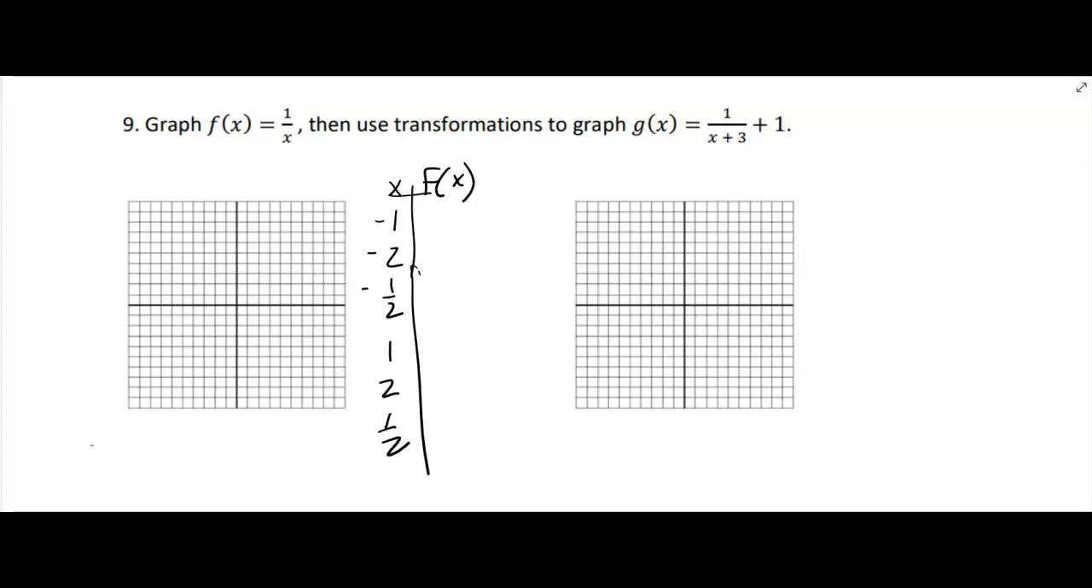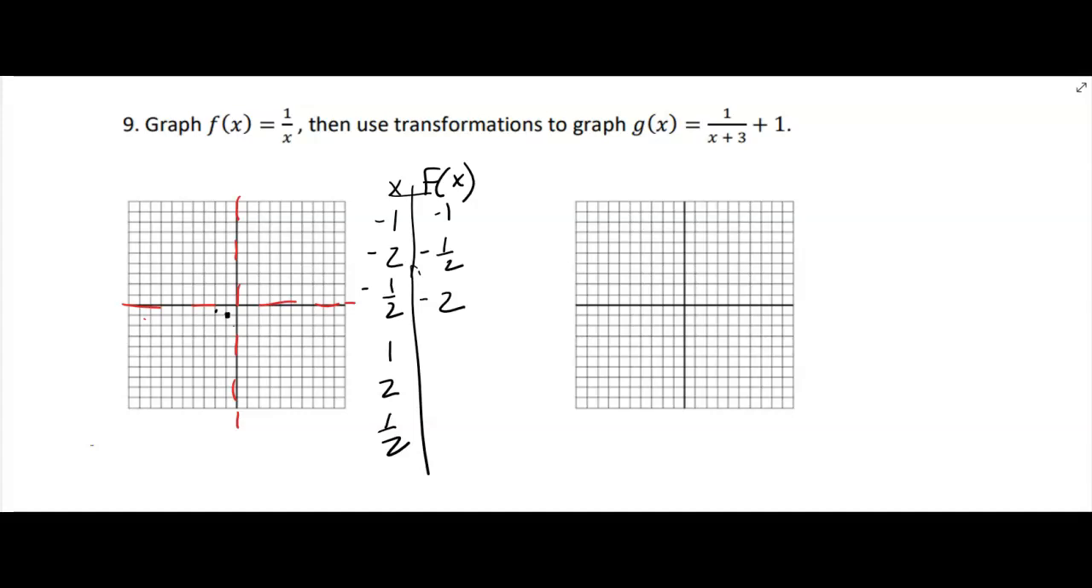So I'm going to put the asymptotes in red, so hopefully you can see them. There's an asymptote there and an asymptote there. And this is one of our basic functions that we did earlier. But anyway, when you plug in -1, you get -1. When you plug in -2, you get -1/2. When you plug in -1/2, you get -2. So we can graph those: (-1, -1), (-2, -1/2), (-1/2, -2).